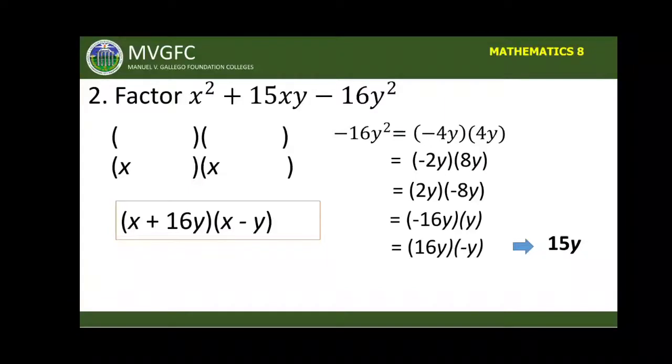So, we have earlier x and x. So, we have now, just simply put positive 16y and negative y in the expression. So, we have quantity x plus 16y multiplied by quantity x minus y. Okay?